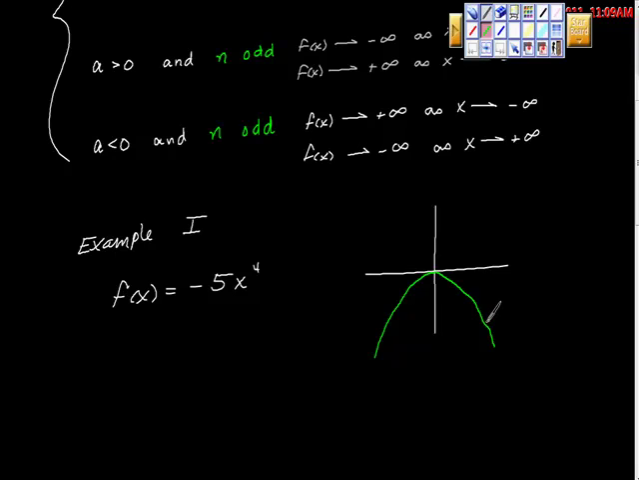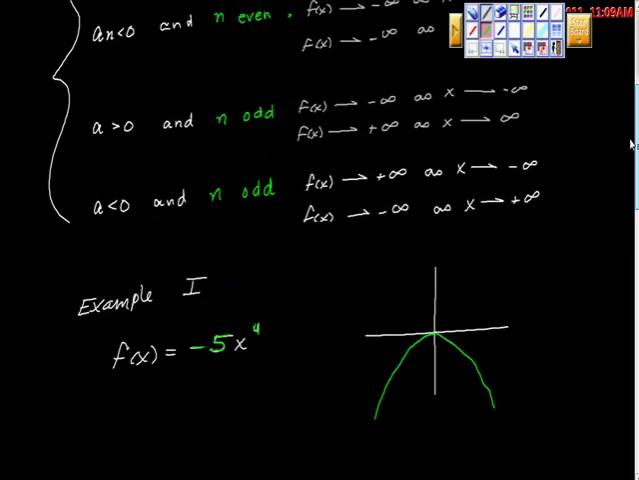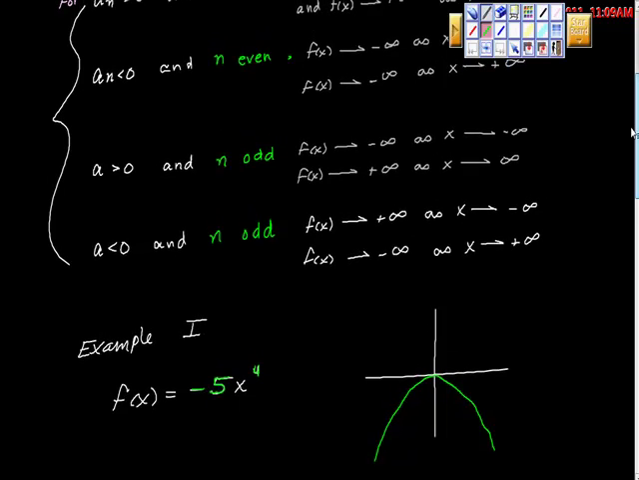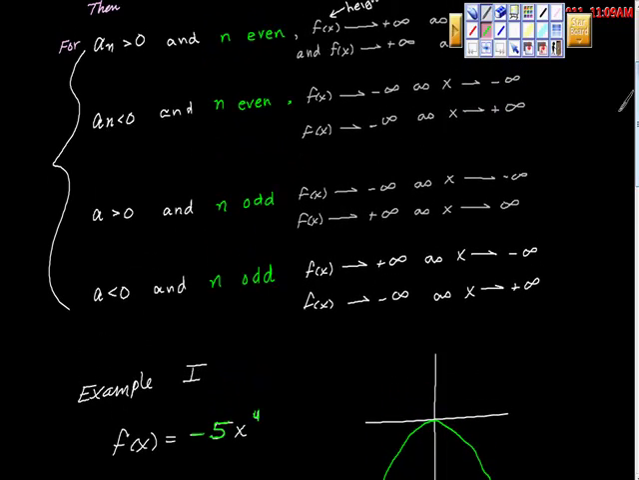Okay, so let's see what we have here. We have a negative coefficient and an even exponent. So negative coefficient, that's less than 0, and even, right? So that's this situation right here, isn't it? Negative 5 is less than 0. And then the exponent is even, so that's this situation here, isn't it? And it says here that f of x approaches negative infinity.